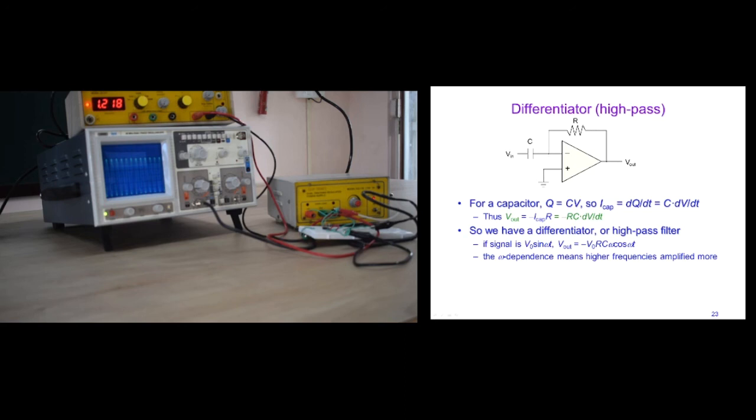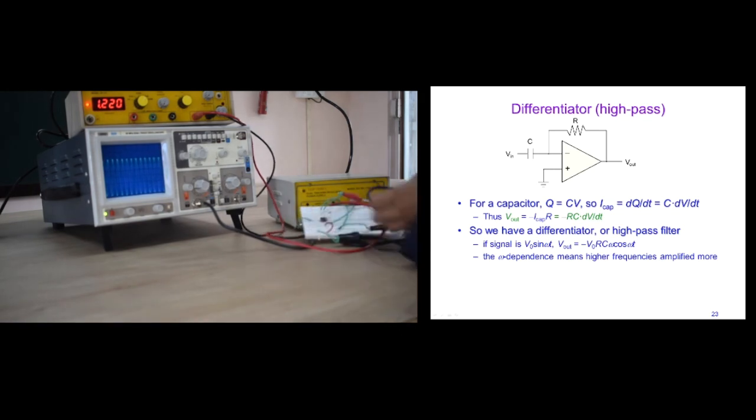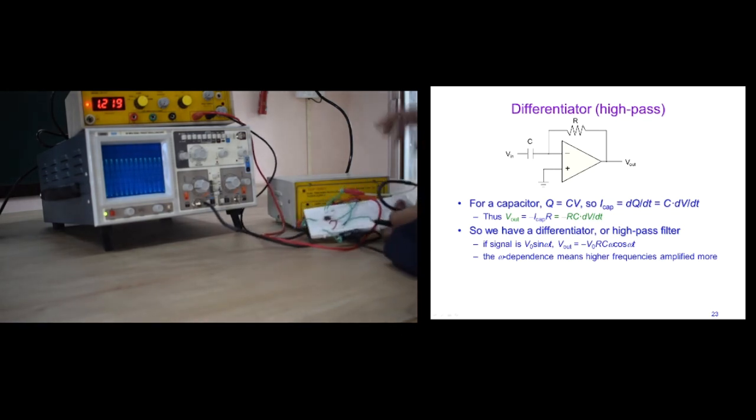The circuit remains similar to the integrator. The simple difference is that we are placing the capacitor in the input circuitry and the resistor in the feedback circuitry. This is the circuit which we had for the integrator. We have replaced it for the differentiator.